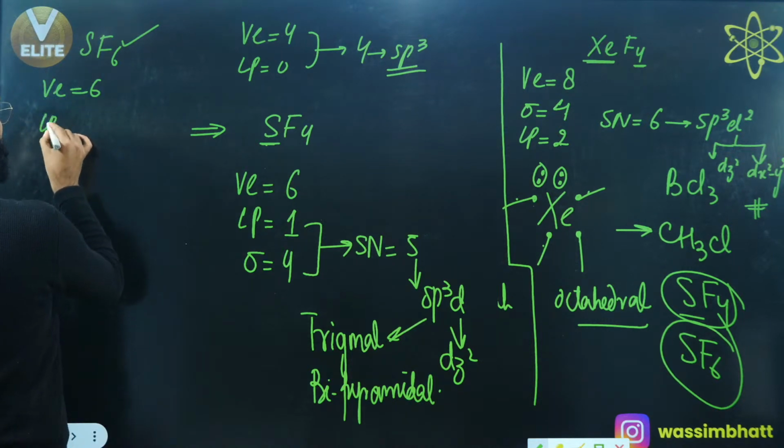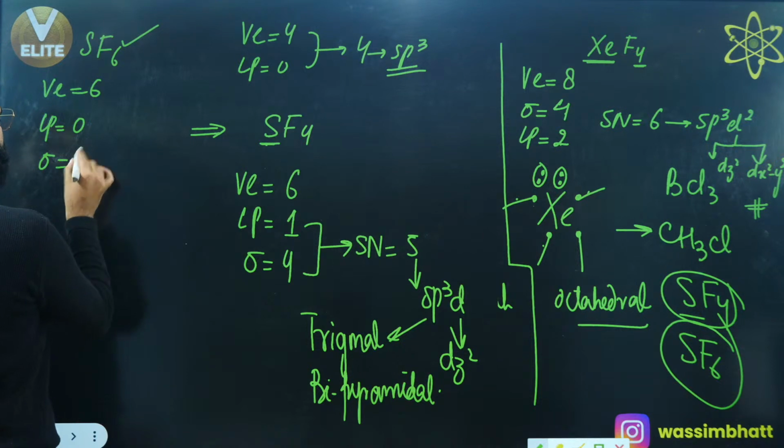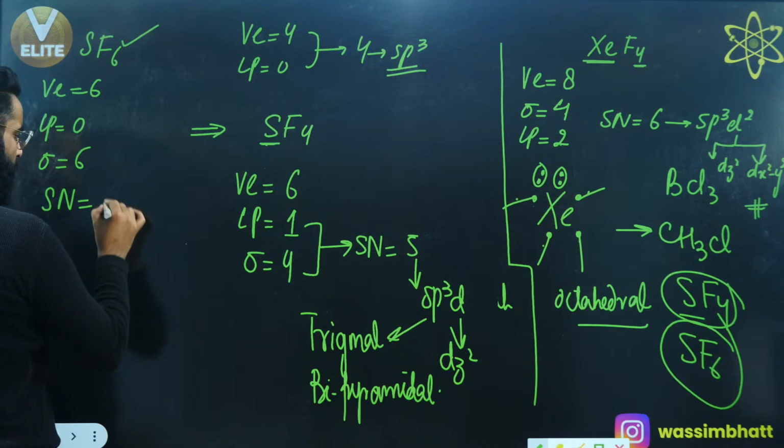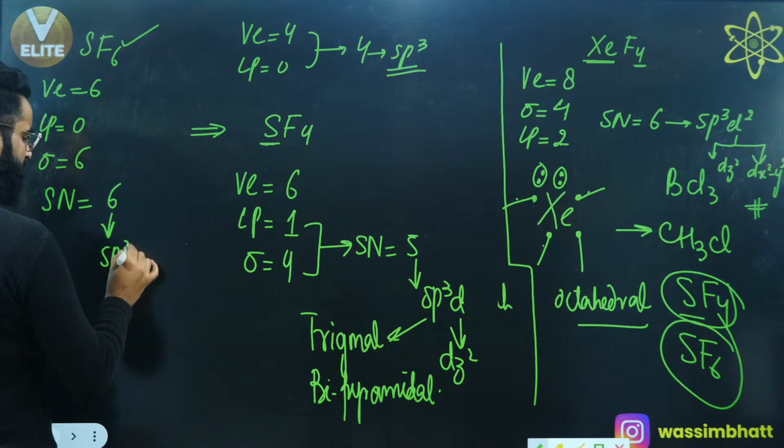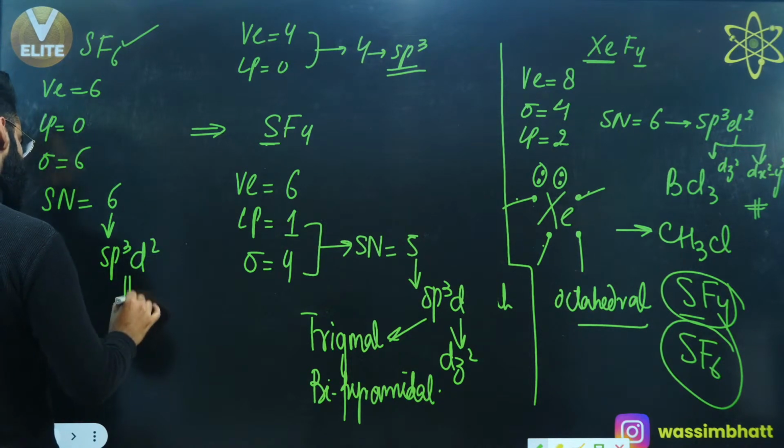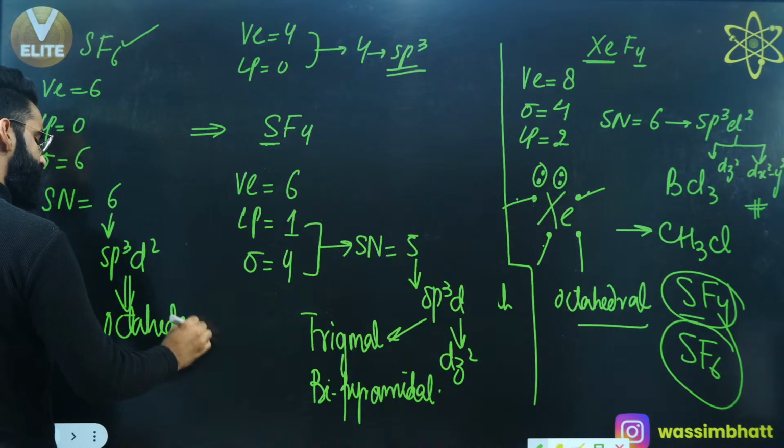So there won't be any lone pair on sulfur. How many sigma bonds are there? 6. So sigma plus lone pair, 6 plus 0 comes out to be 6, so steric number is 6, and when the steric number is 6, hybridization is going to be sp3d2. And when the hybridization is sp3d2, the geometry is going to be octahedral if you remember.